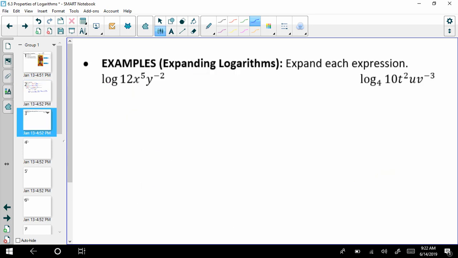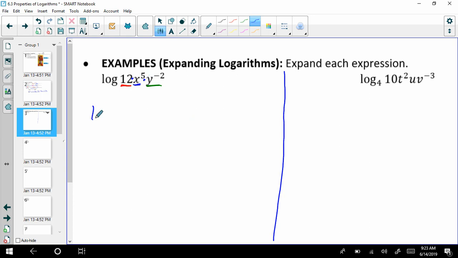So let's try some of these here. Expand each expression. So I want to expand the logarithm out as far as I can get it to go. So this first guy, what I tell my students to decide first is how many logs will this break into? And to decide that, you want to look at the stuff inside the log. I have a 12. I have an x to the 5th. And I have a y to the negative 2. You're looking at the things that have multiplication in between them. That kind of separates the pieces. So I have 3 terms.